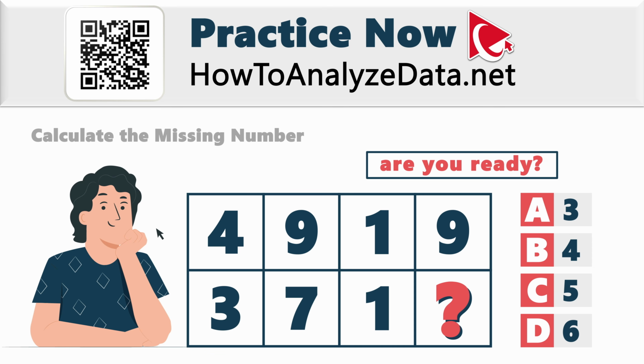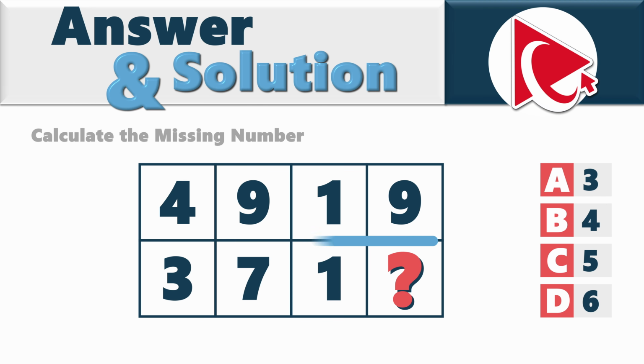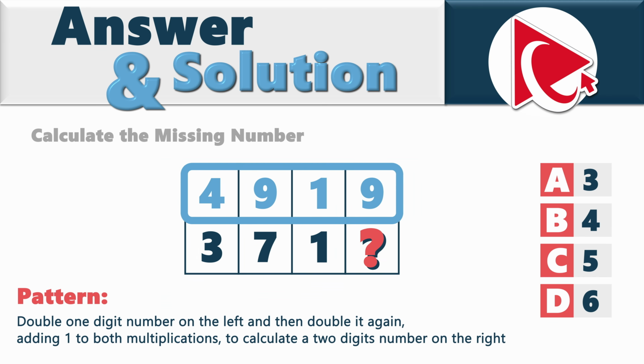Are you ready to show your answer? The pattern here is tricky, but not unsolvable. Let's look at the first row. It has numbers 4, 9, 1, and 9. We need to double the one-digit number on the left and then double it again, adding 1 to both multiplications to calculate the two-digit number on the right.